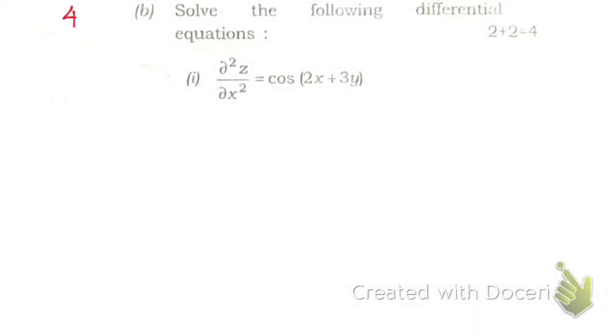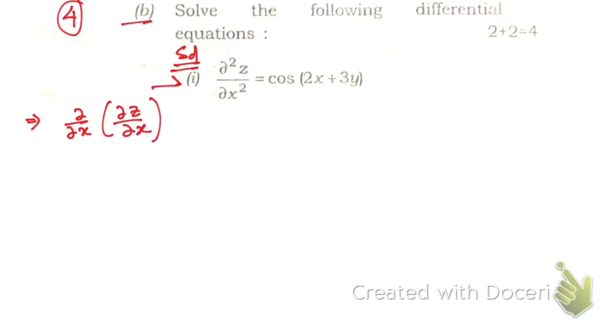This is question number 4, B1. So let us solve this. So this is a partial differential equation. So first, let me write the left hand side in this way. It can be written this way: del by del x of del z by del x equals cos of twice x plus thrice y.